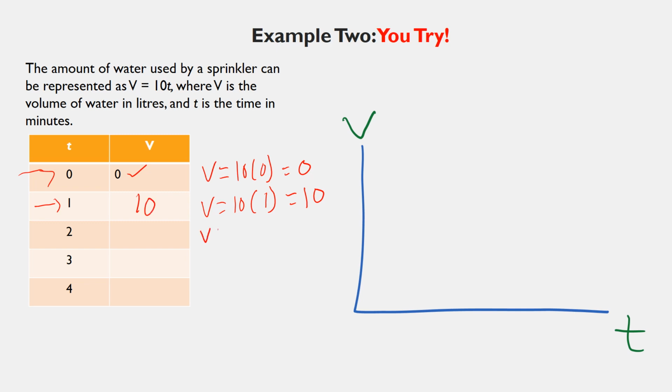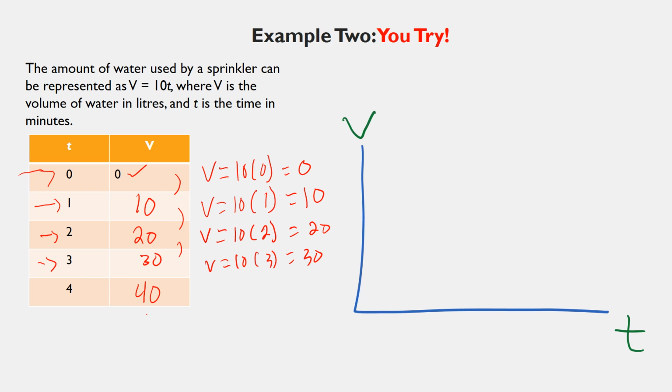Our next row here, volume equals 10 times T. Well, our T value now is 2. So that equals 20. Volume equals 10 times our next T value in minutes, which is 3. 30. And I think you can see the pattern emerging here. It's going up by 10 each time. Without even having to do the final example here, you just know that it's going to be 40 to save yourself some time. So once you see a pattern emerge, just double check, and you should be able to fill in the rest of the table of values to save yourself some time on that work.